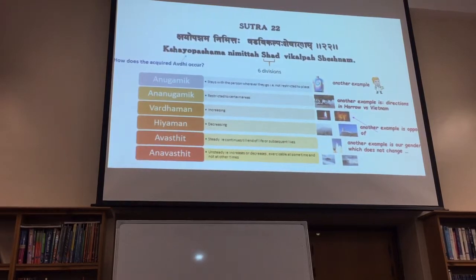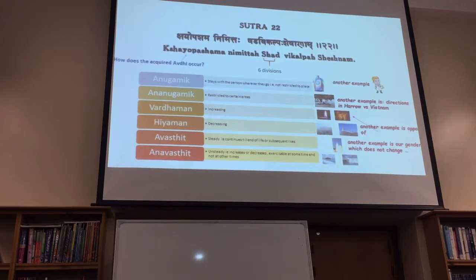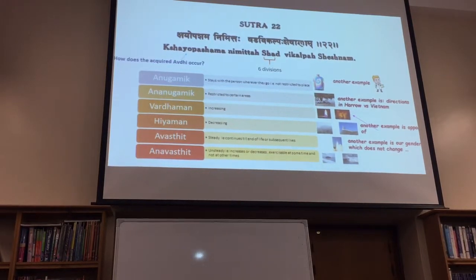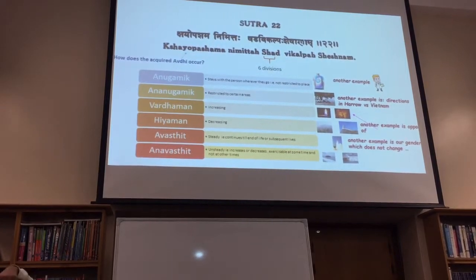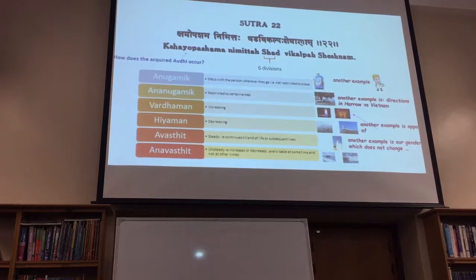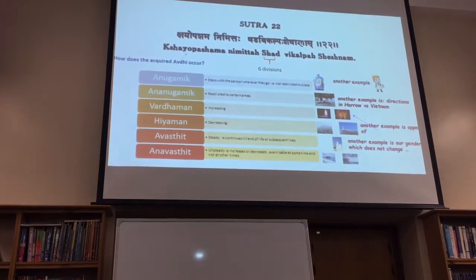Another example is, if I ask what are the directions in Canton? But take you away, what are the directions in Vietnam? You wouldn't know the directions there. So your knowledge is restricted to this place here. You know the Canton area very well, but the moment you're put into Vietnam, you'll say, I'm lost, where are the directions here? So your knowledge is restricted to a certain location. So that's an example. Then the next is Vardhaman, where the knowledge is increasing. So what it means is that it is increasing.